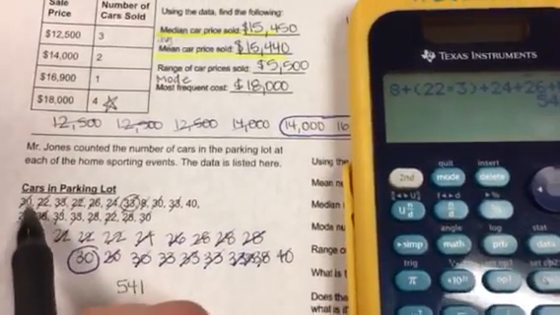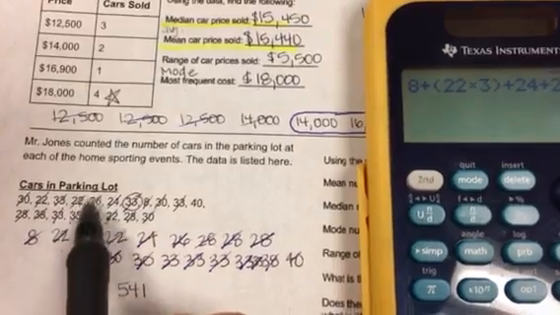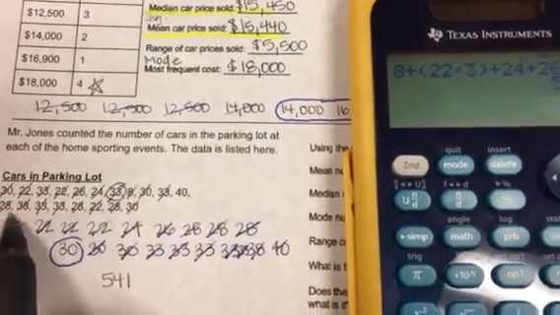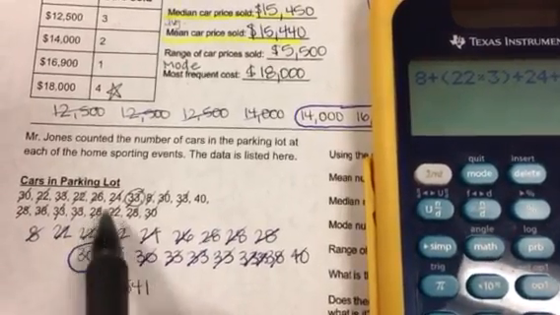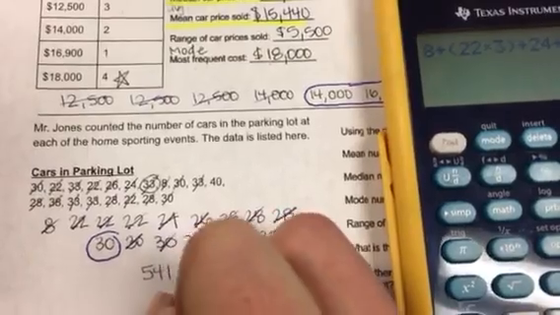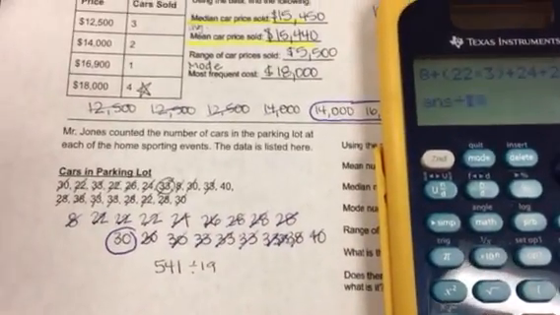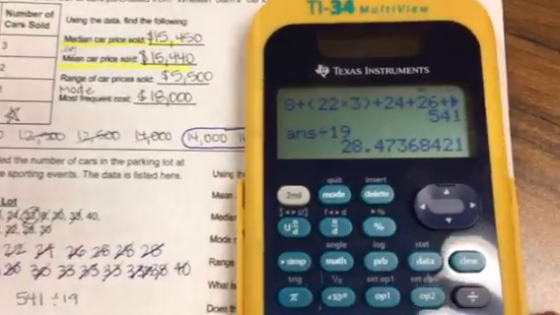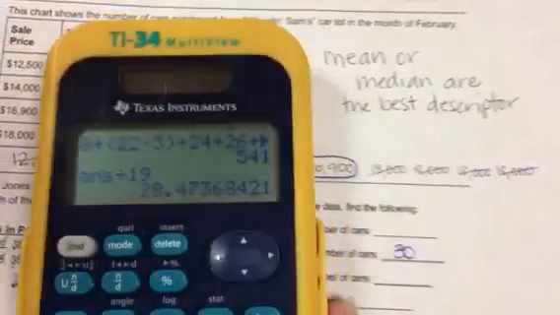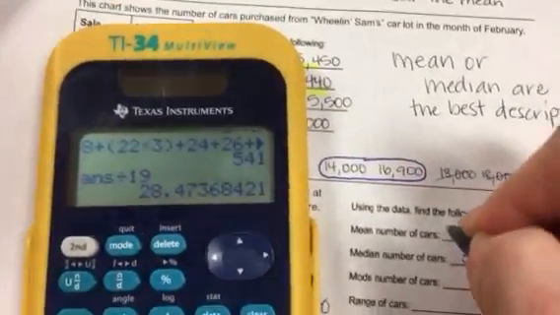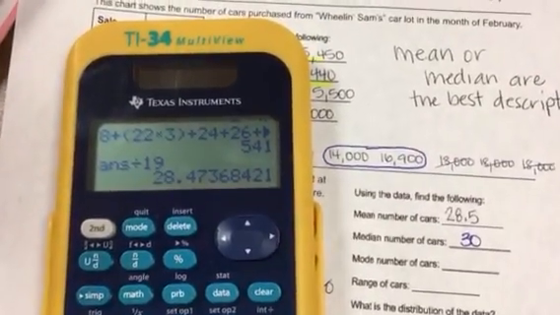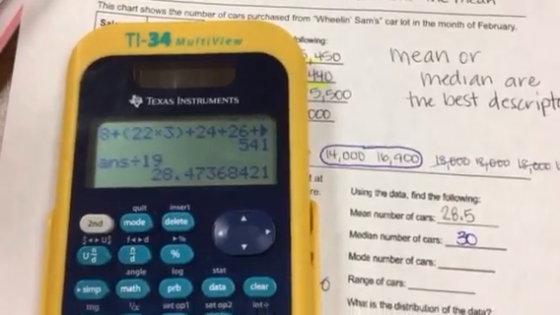Let's see how many home games there were. 1, 2, 3, 4, 5, 6, 7, 8, 9, 10, 11, 12, 13, 14, 15, 16, 17, 18, 19. So it looks like there were 19 games, so we're going to divide that by 19. And we get 28.47, and so on. And we all know that that's not really useful to us, so I usually like to round it off to 1 decimal place, so that would be about 28.5.